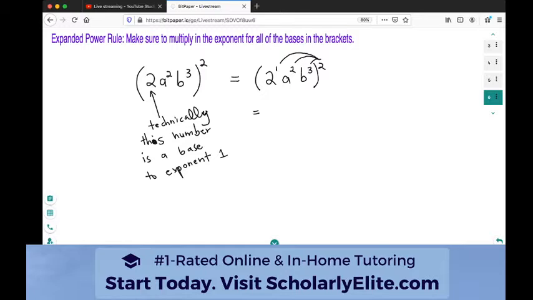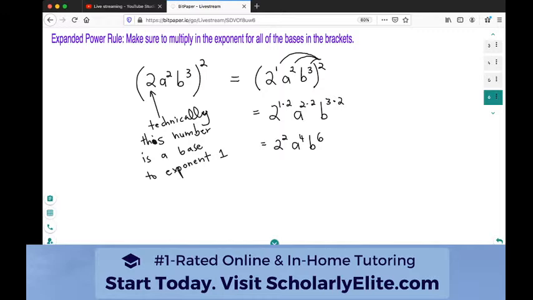So this would become 2 to the power of 1 times 2, because it's 2 times 1 there. And then a to the power of 2 times 2. And then b to the power of 3 times 2. And in our next step, we just do all of these multiplications. So here we get 2 to the power of 2, a to the power of 4, b to the power of 6.